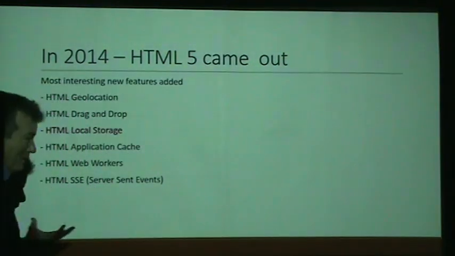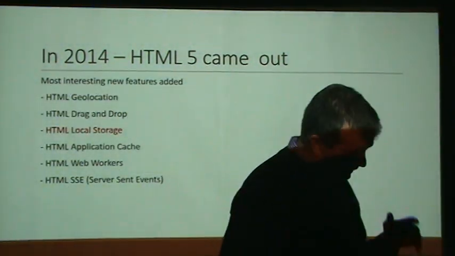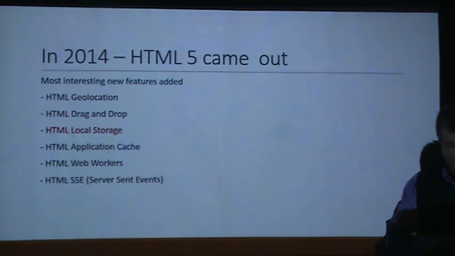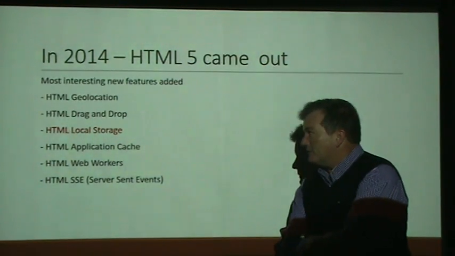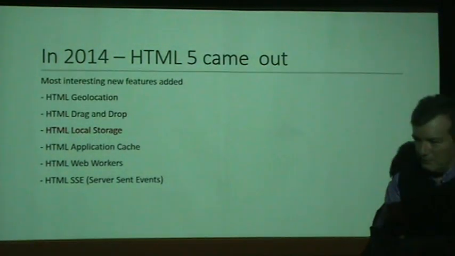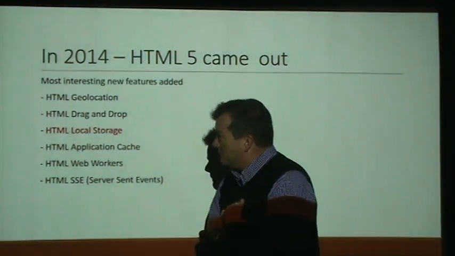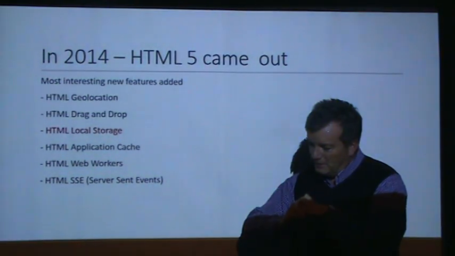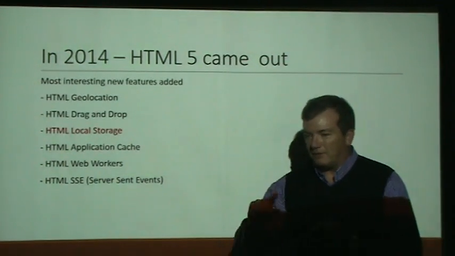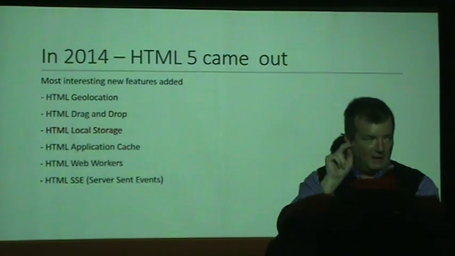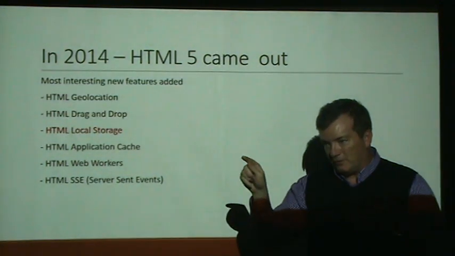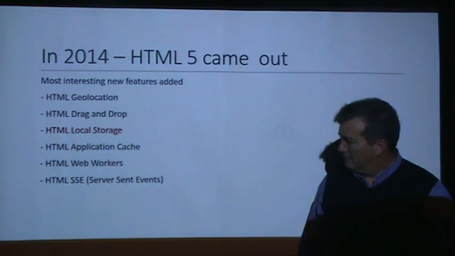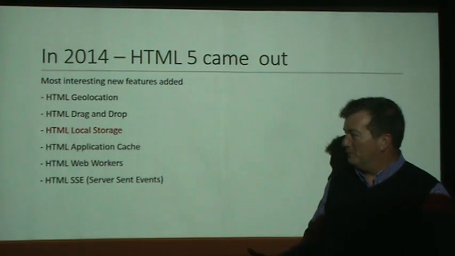So, cookies have been around for a while, probably the late 1990s, and then in 2014, HTML5 came out. When HTML5 came out, there were many interesting features, probably the most interesting being geolocation and drag and drop. If you want to upload a file, rather than hitting a search button, searching for it on your computer, and then hitting an upload button, you can now just drag and drop a file. So that was a new piece.